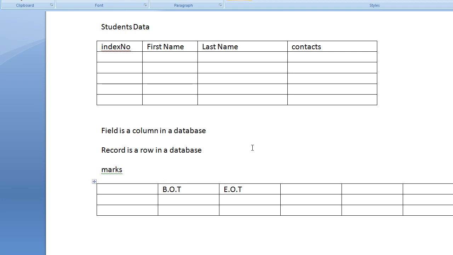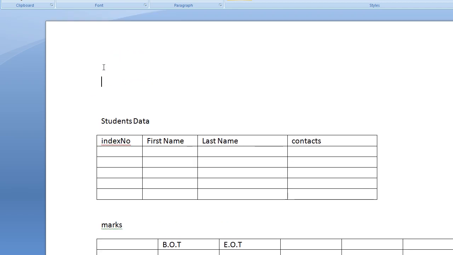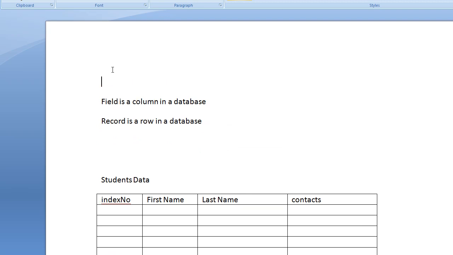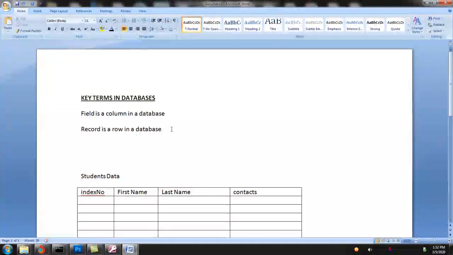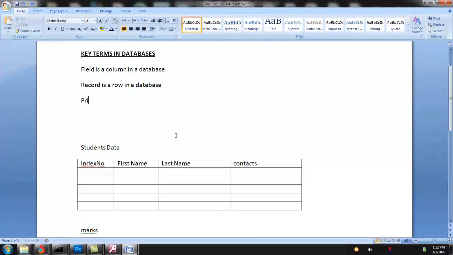Now, you need to understand something when it comes to these tables. Let me just put this here so that we take them as our key terms that we need to understand. These are key terms in databases. So what do we use them for? We shall have another key term called a primary key.